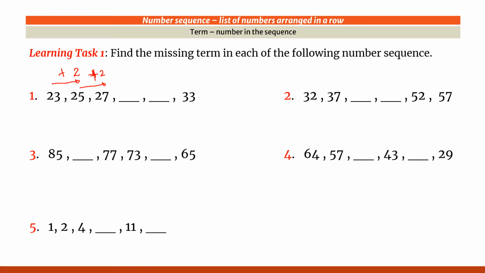So, 27 plus 2, so the answer is 29. Tama? And then 29 plus 2, the answer is 31. And then 31 plus 2, the answer is 33. Meaning to say, ang pattern natin sa sequence number 1 is simply adding 2 sa bawat kasunod na term.